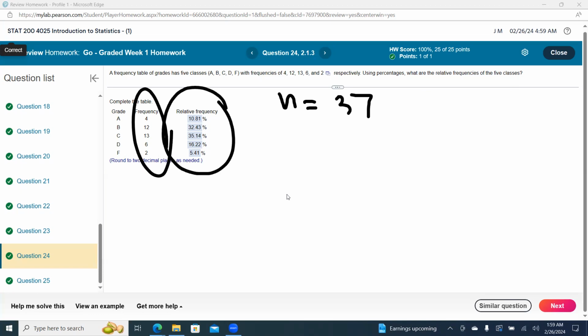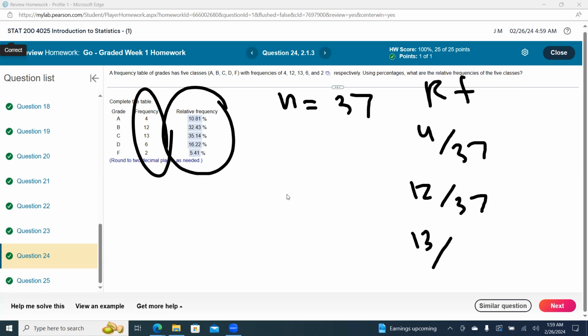So what are the relative frequencies? It's going to be 4 divided by 37, 12 divided by 37, 13 divided by 37. Fraction, decimal, or percent are all acceptable for relative frequency, but of course if we want a percent, we have to multiply by 100. Usually a fraction or decimal is preferred. So 10.81 percent, which we have over there, is 0.1081. Relative frequency just divides all the frequencies by sample size n.